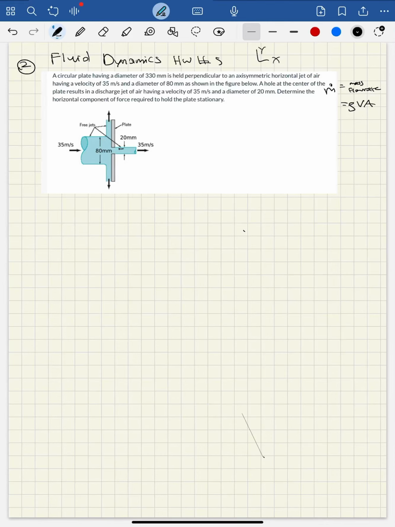Hi, so today we're going to be going over question 2 from homework number 5 from fluid dynamics. So in this question, we're required to find the horizontal component of force to hold the plate stationary. So go ahead and take a second to read the question.